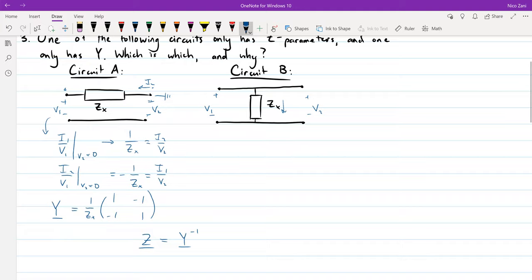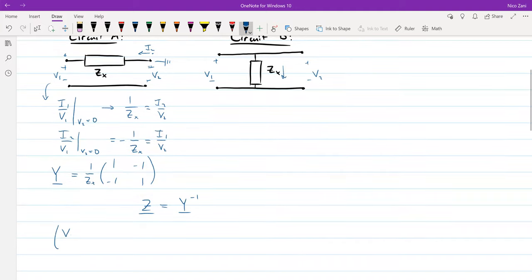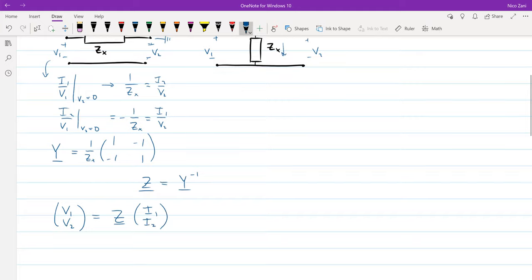And that makes sense, right? In one of them, it really just comes from this fundamental relationship, right? And if I were to invert this matrix and multiply both sides by it, I would just get Z inverse times V1, V2 is I1, I2. And that right there is the same statement as Y times V1, V2 equals I1, I2.